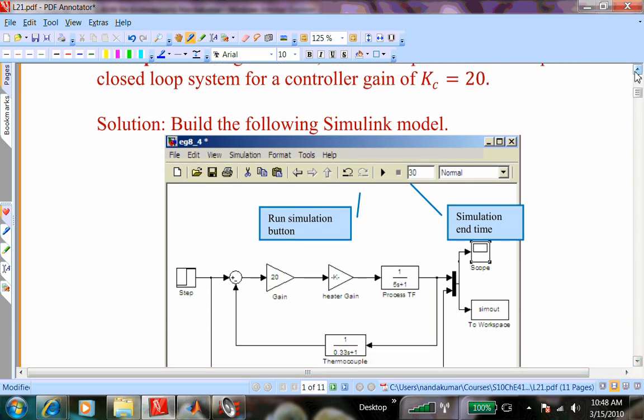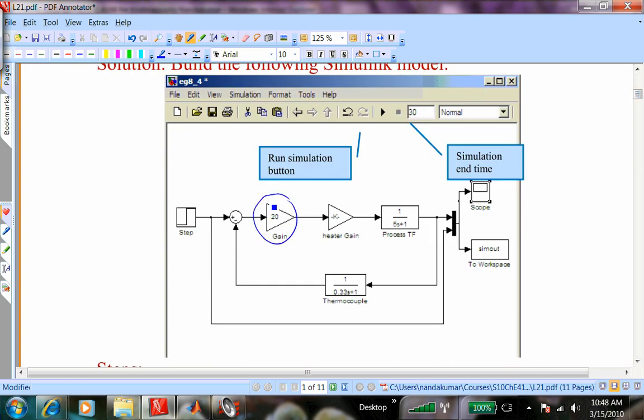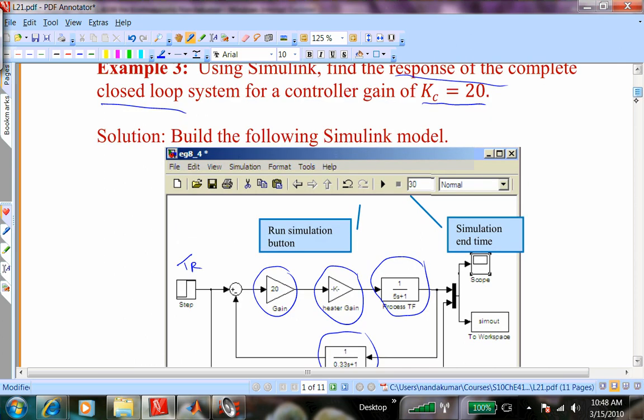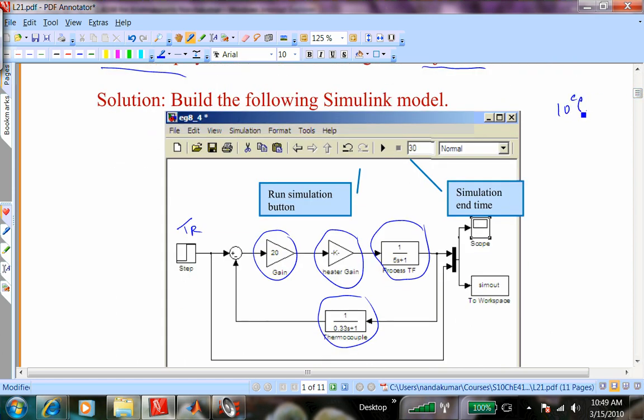Let's understand the problem. We're told to find the dynamic response of a complete closed loop system for a controller gain of 20. There is a controller, which is a proportional controller, and this is the heater, and the heater has a simple gain of 1 over WC, as we saw. Then this is the process transfer function and the measurement transfer function. It's a closed loop feedback system, so we are measuring the temperature and feeding it back and comparing it against a set point. We can do different set point changes. This particular problem talks about a set point change of, I guess you're not really given that. Let's take that as a 10 degrees C set point change.